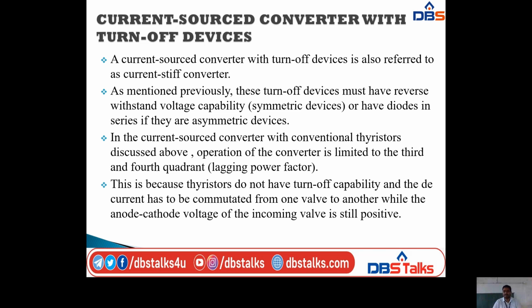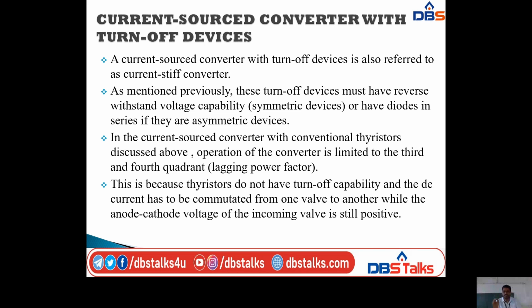Next, in the current source converter with conventional thyristors discussed previously, the operation of the converter is limited to the third and fourth quadrant, that is lagging power factor. In the previous class I discussed the operation zone of the converter. In that concept, one circle consists of four quadrants, but the operation is limited to the lower two quadrants only, with horizontal hatching, and the remaining upper two quadrants are empty.